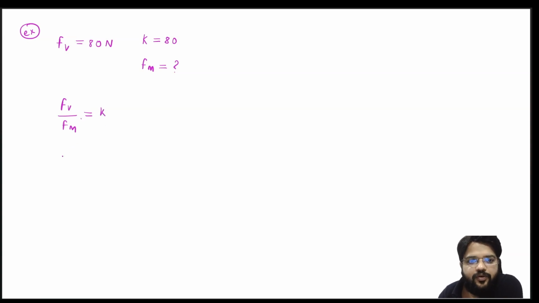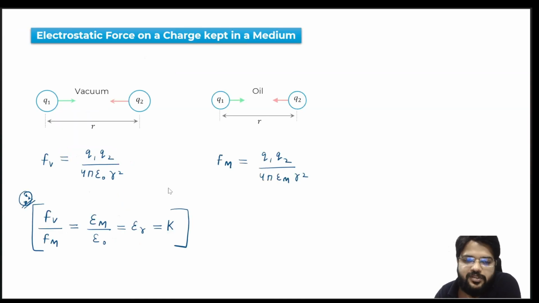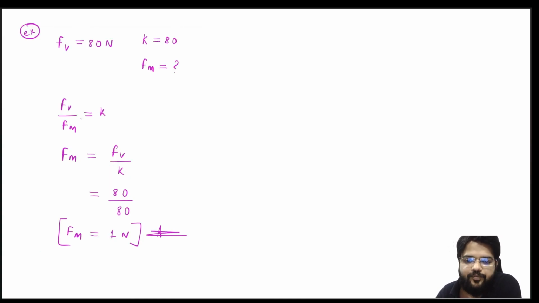We are looking for the force in the medium. So Fm equal to Fv by K. Fv we have is 80, and the value of K is 80. So now the force in the medium is how much, everyone? It is 1 Newton. So this is the force in the medium, 1 Newton. I hope this question is clear to everyone, and what type of question can come from this relation is also clear.